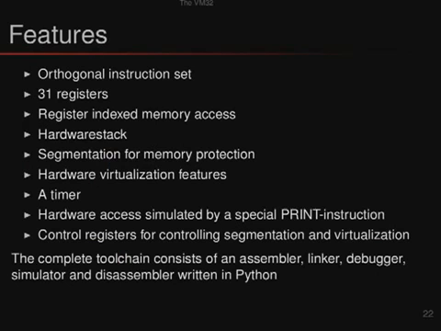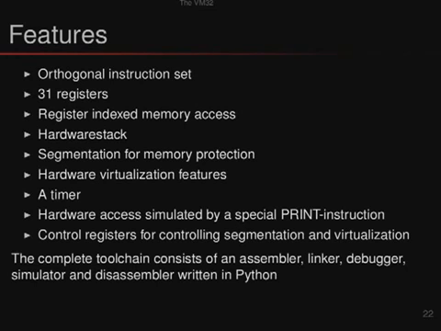So the features of this CPU I designed and developed, which was not very easy, are an orthogonal instruction set. You have 31 registers. You can access memory with register indexes, so you can say, look at address 0x1000 and add the contents of register 1 to that address and fetch some value from there. It has a hardware stack, so you can, much like x86, push and pop values. You have segmentation for memory protection. You don't have real virtual memory, but you have segmentation. How that works and what it is, there is a slide later.